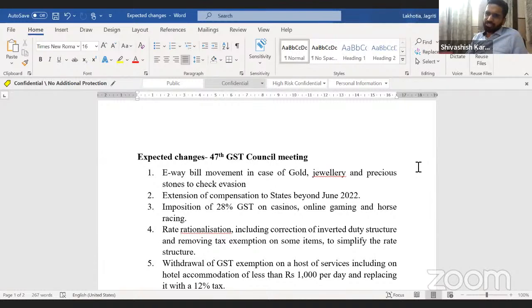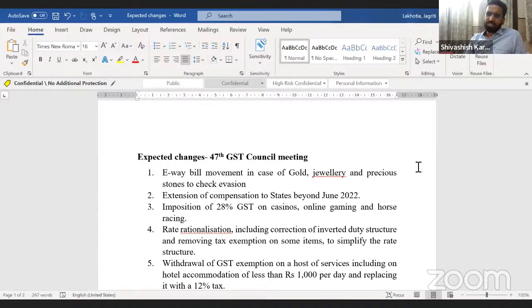The reason was obvious: the government is trying to introduce this in order to curb evasion. However, the traders have their own concern that giving the information of movement of jewelry can be risky and can lead to some troubles for them also. Next is extension of compensation cess beyond 2022, and we are going to discuss all these points in detail. I am just giving a brief on what all agendas are being discussed in the GST Council meeting.